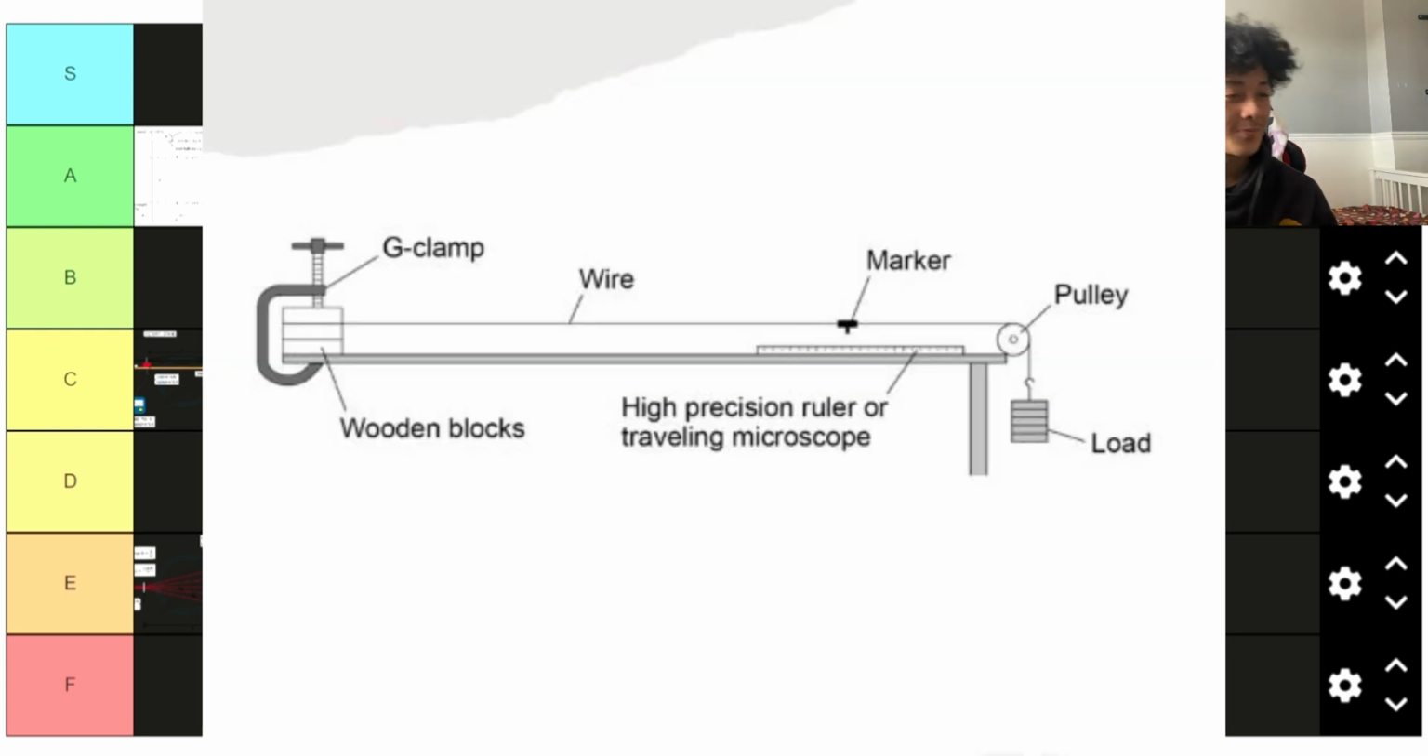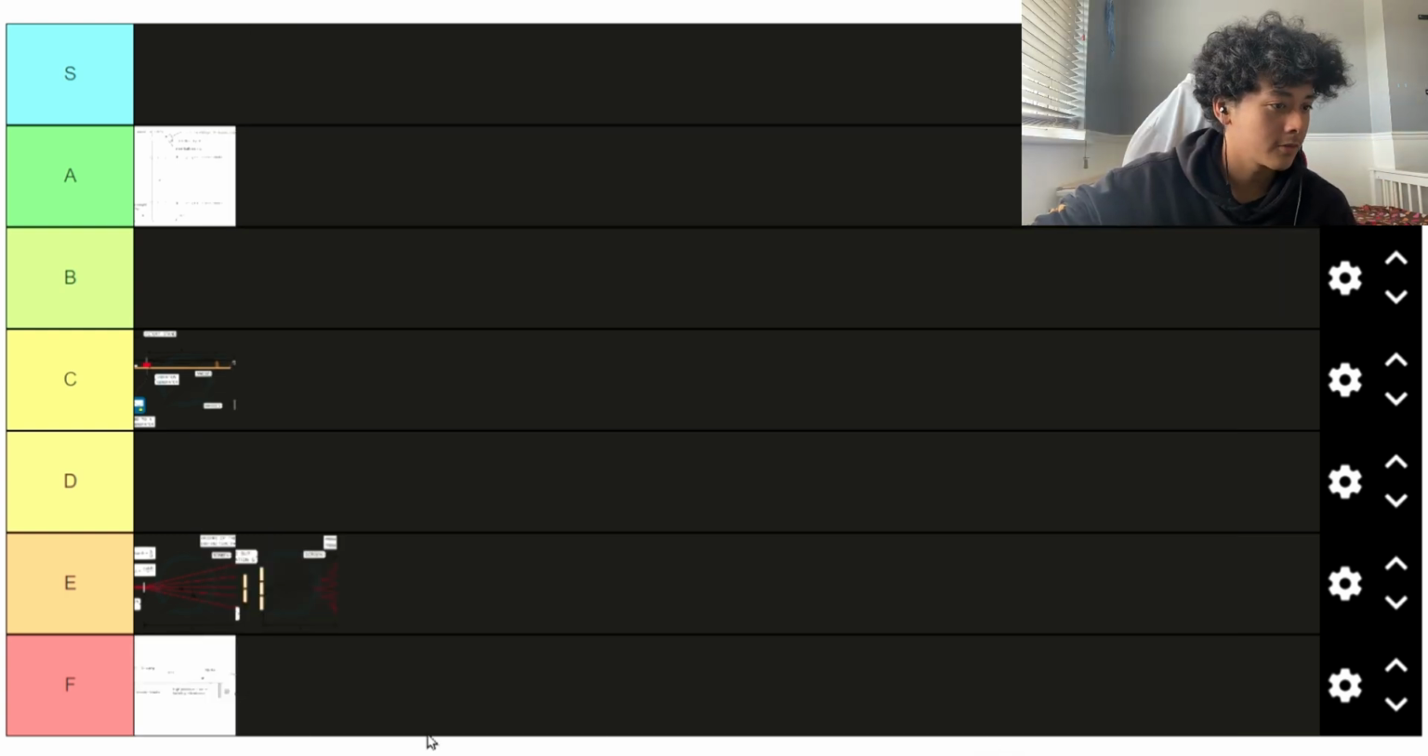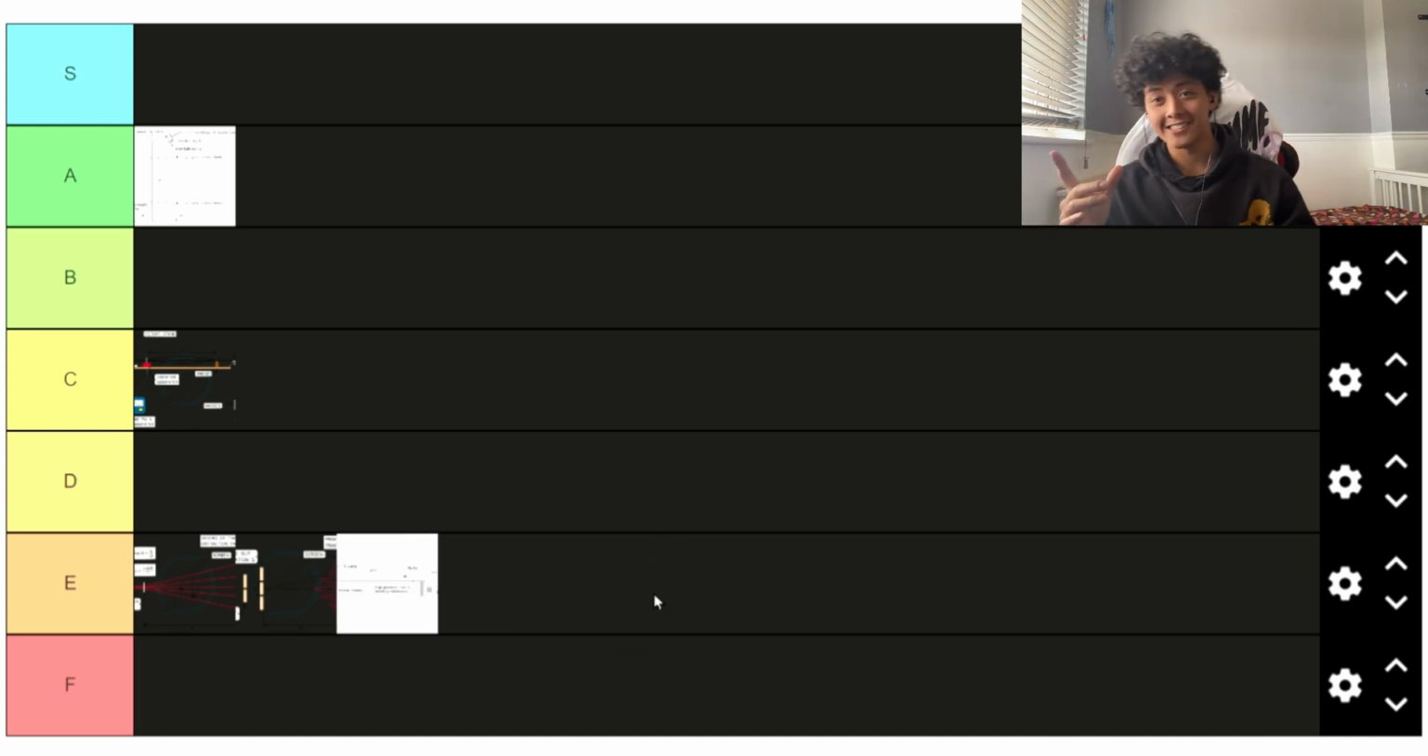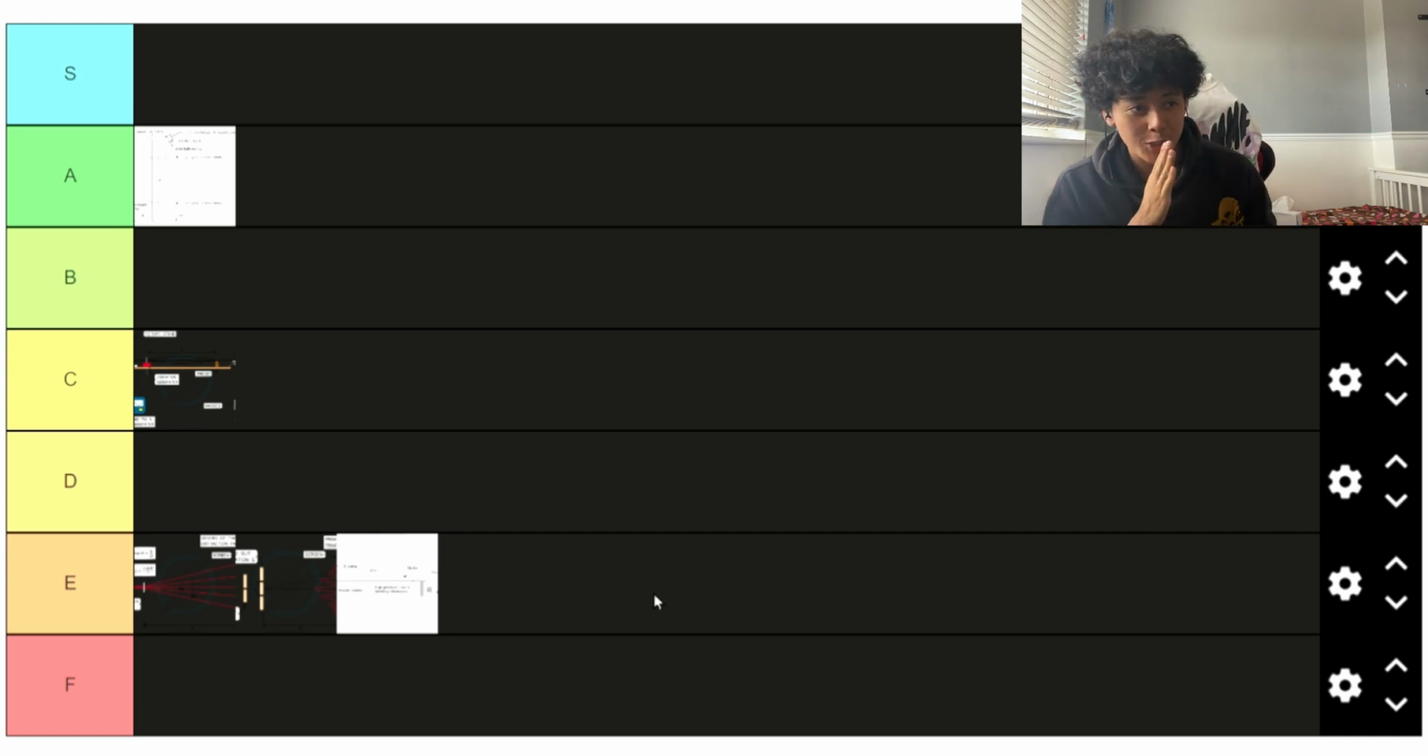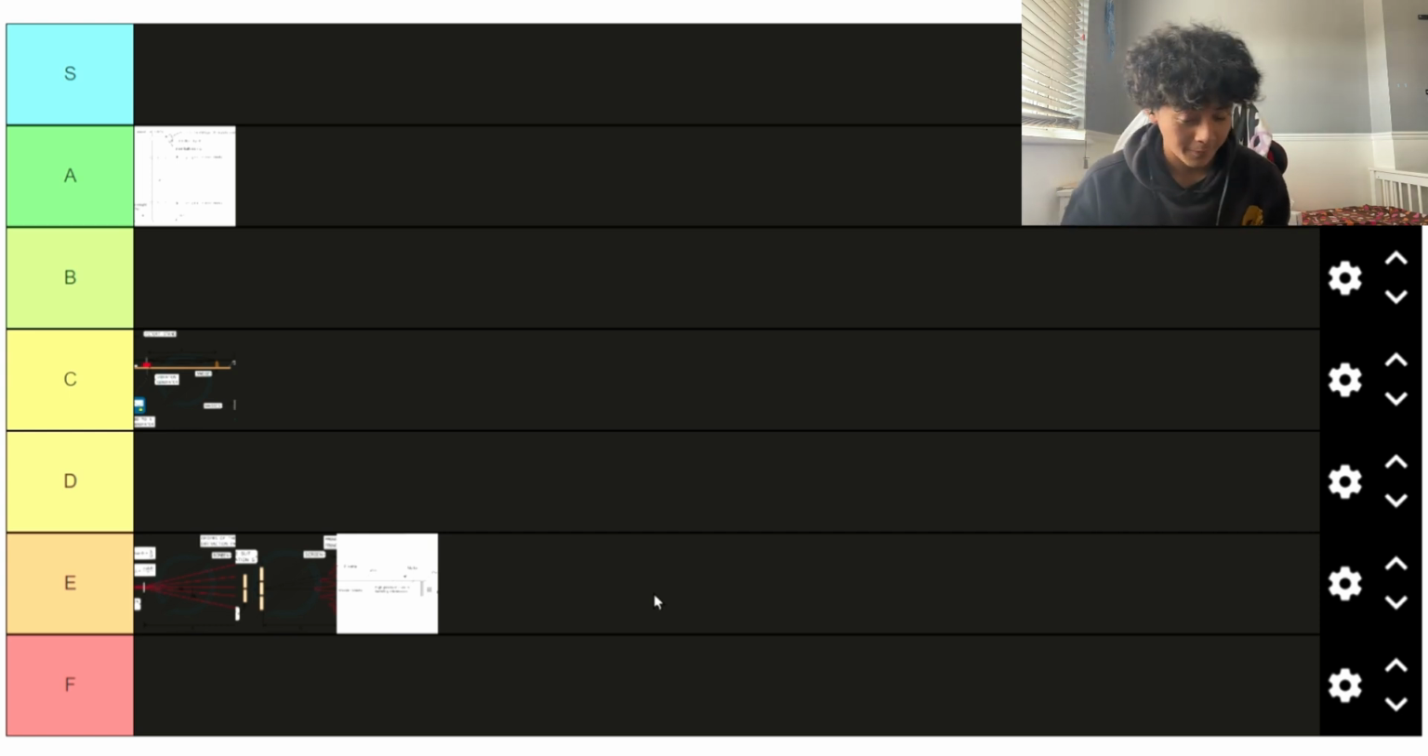Practical number 4, Young's modulus. Nope, it's not F, but it is E. Young's modulus is E. Because you know what is the worst thing about having to do a practical full of socially inept physics students? You have to wait. And this was especially true for this one.